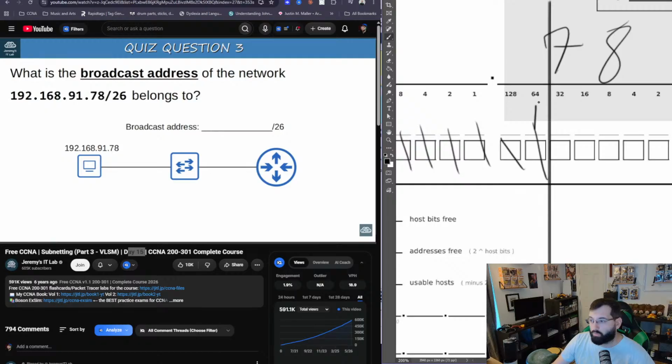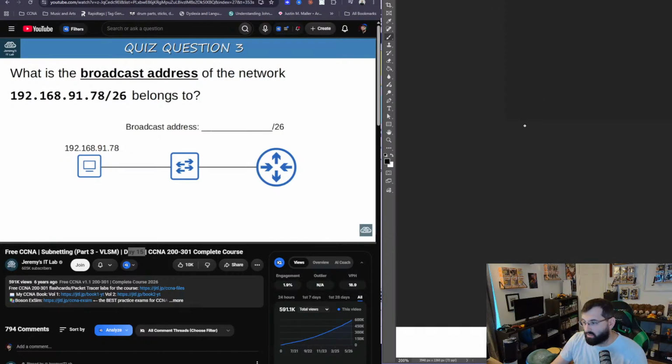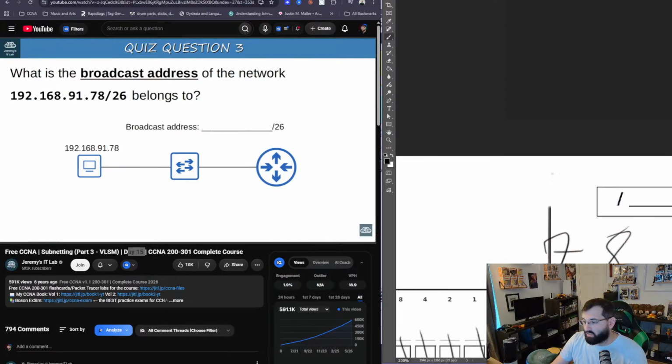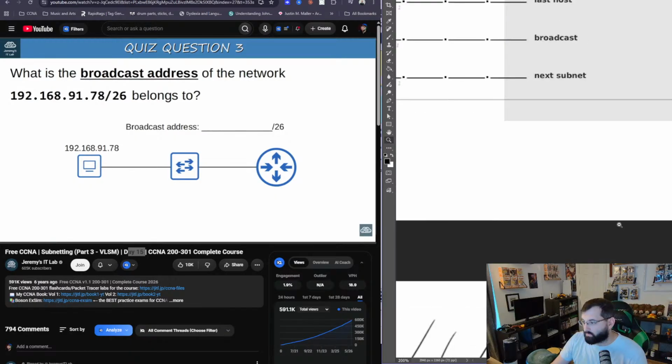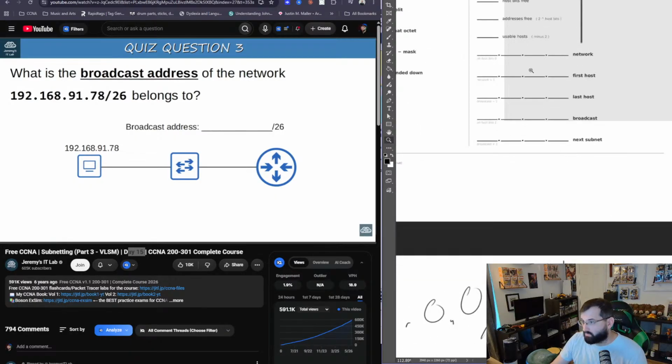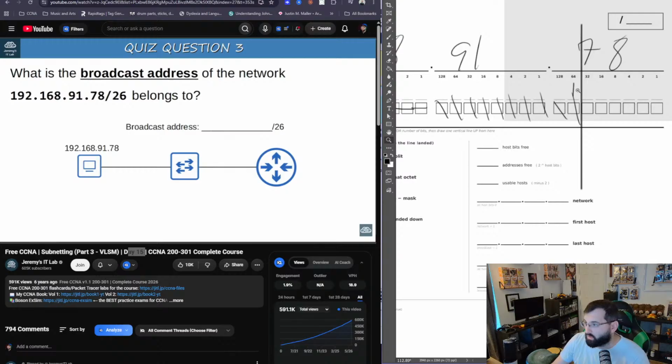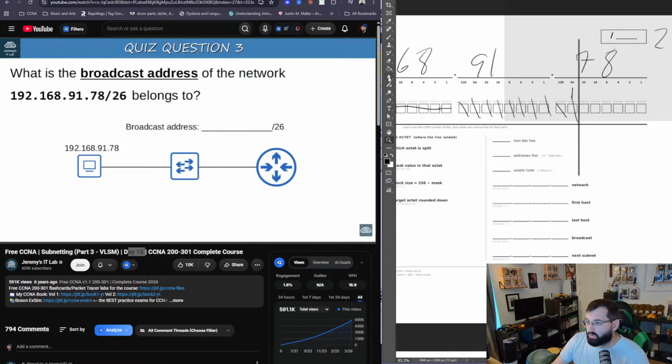But we don't know what our block size is. So 64 is not the subnet. It is the, what's the word I'm looking for? Network address. That was weird. Okay. So then let's do it the long way so that we can figure out the broadcast. I'm sure there's a faster way to do the broadcast and I'm sure he's going to show it to us, but we're going to do it this way right now.